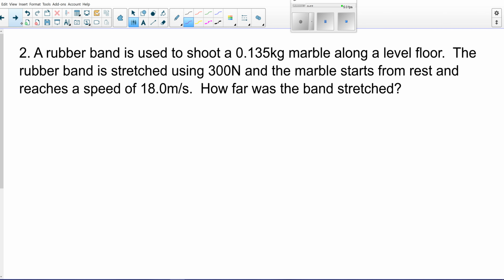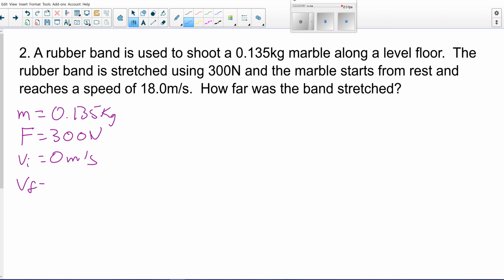Let's see if you guys can do this one. We did a lot like this one last week, and this one is much more typical. So on this one here, our givens are that we have a marble with a mass of 0.135 kilograms. Okay, and it's shot across a level floor. If it's level, that means the height's not changing. Okay, a rubber band is stretched using 300 newtons worth of force, and it accelerates the marble from rest to 18 meters per second. All right, how far was the rubber band stretched would be the distance over which the force of 300 newtons was exerted.